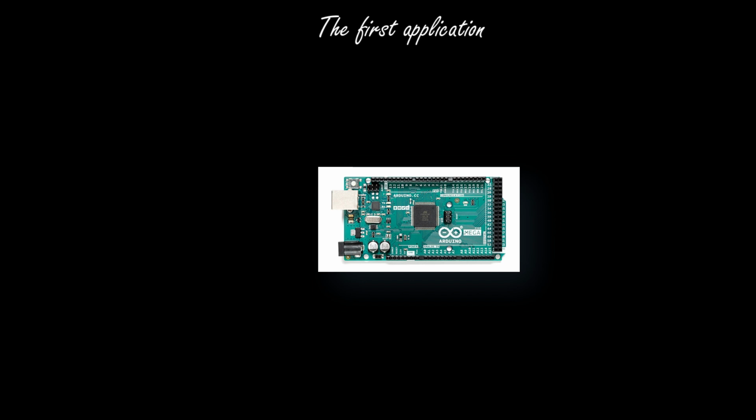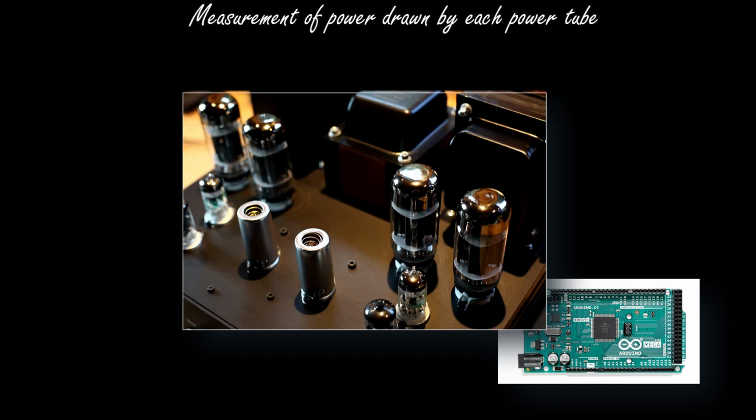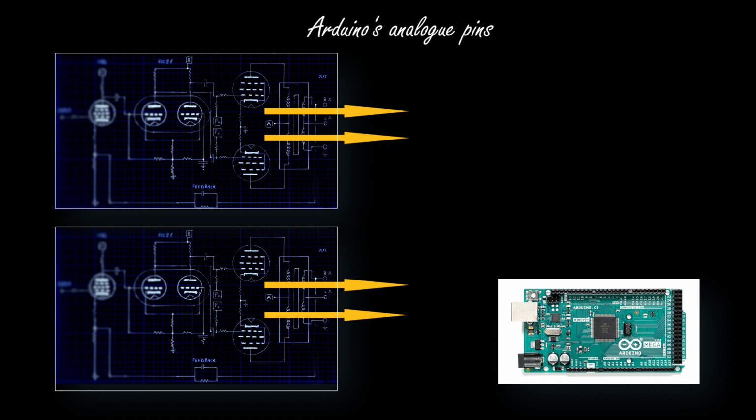Let's examine now the first application. I have programmed Arduino in order to measure in real time the current flowing through each one of the 4 power tubes. As you can see from the schematics, we have these 4 ohm resistors from the cathode of each one of the 4 power tubes to ground. The cathodes of the power tubes are connected to analog pins of Arduino. So we have 4 connections going from the 4 power tubes to Arduino analog pins.